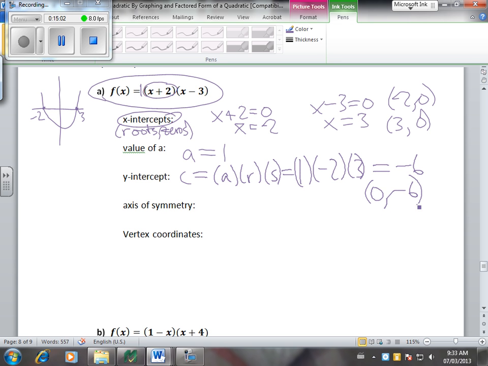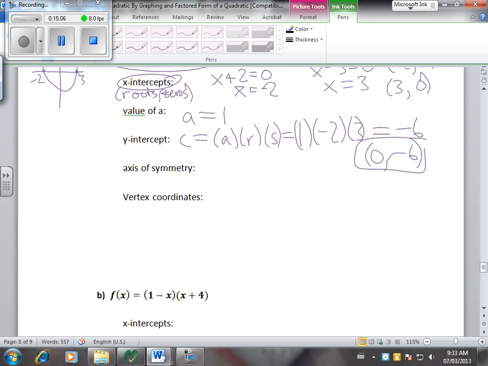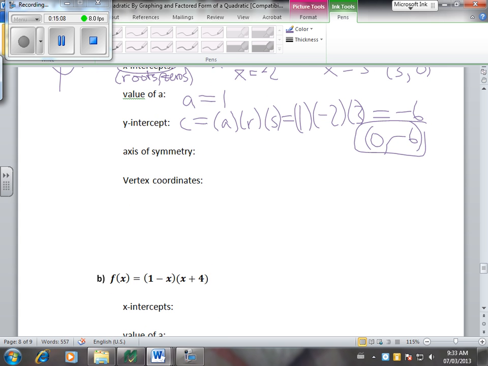So the y-intercept is at point (0, negative 6). To find the axis of symmetry, we'll take the average of the x values, or the roots. So r plus s divided by 2. And we have negative 2 plus 3 divided by 2, which gives us 1 over 2. So x will equal 0.5. And this is c up there.